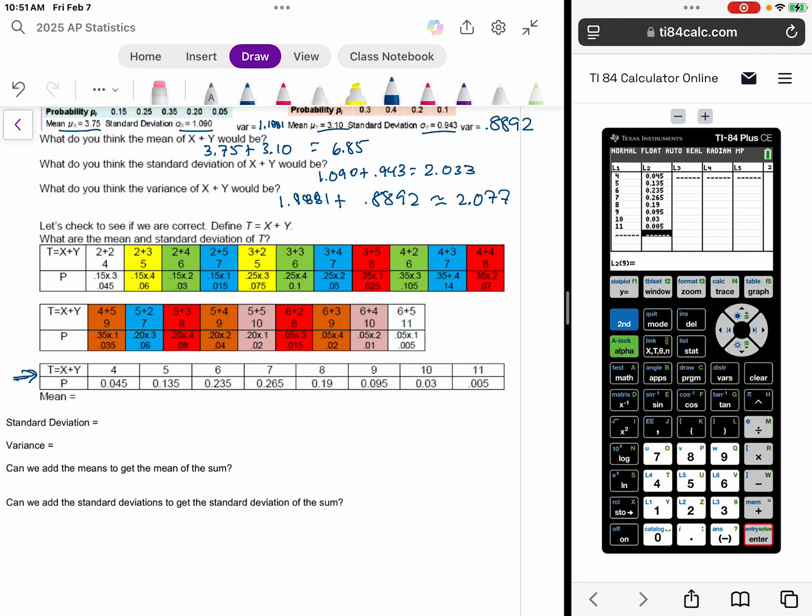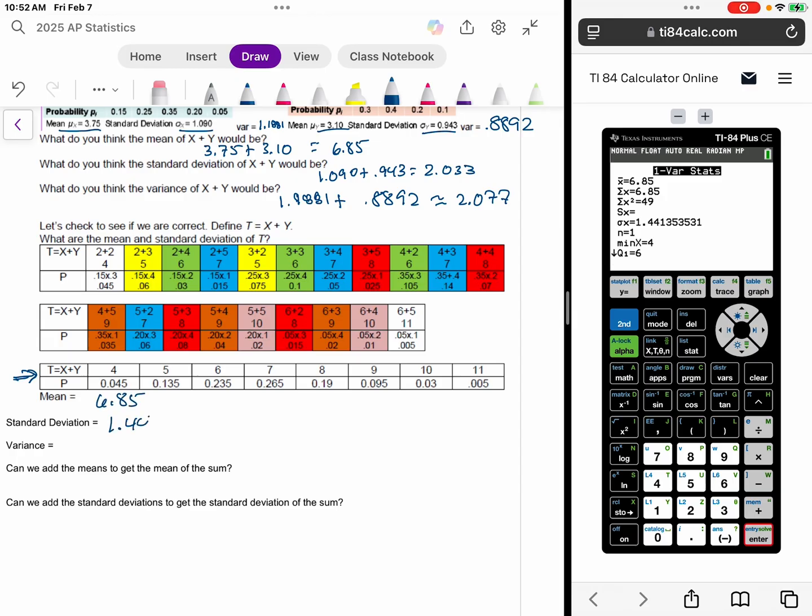So now I'm ready to do a 1-Var Stats. And then I'm going to go in a frequency list. I'm going to do second L2. Go calculate. Here we go. We have a mean of 6.85. Standard deviation of 1.4413533531. Now, it doesn't give us our variance.